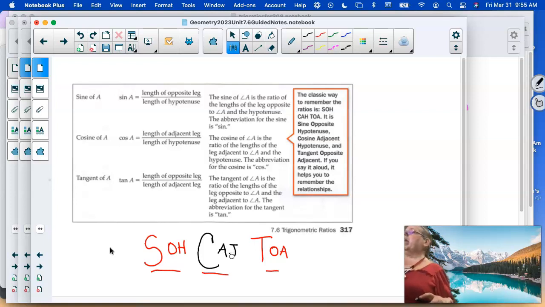Oh, hello, I have to fix that. I don't know what I did there, but okay. So it's SOHCAHTOA. That's how you remember the trigonometric ratios. All right, let's move on.